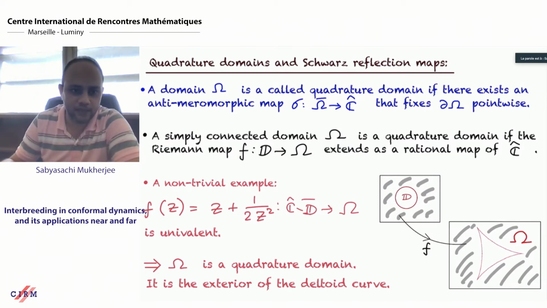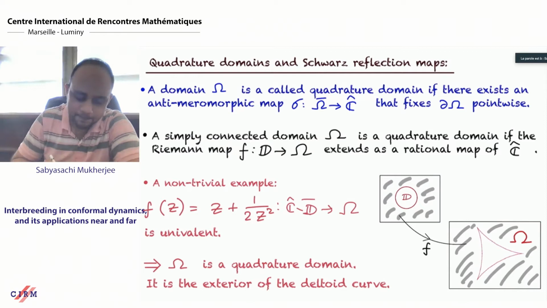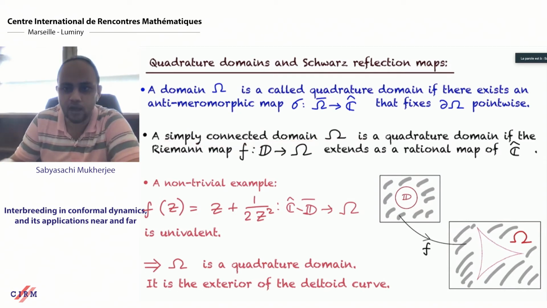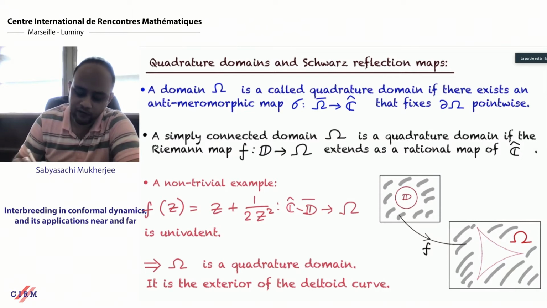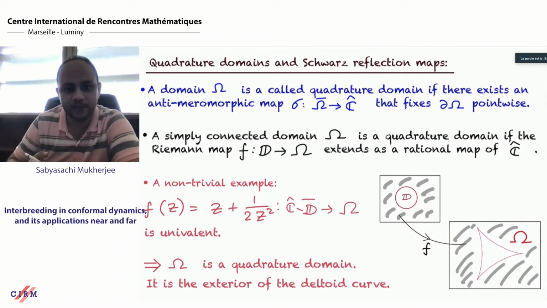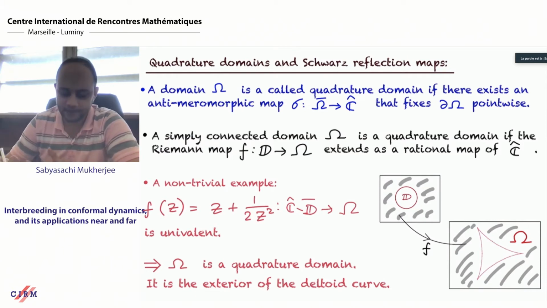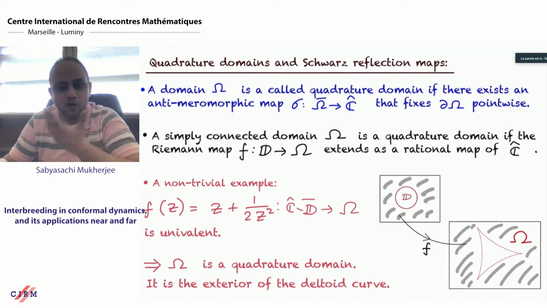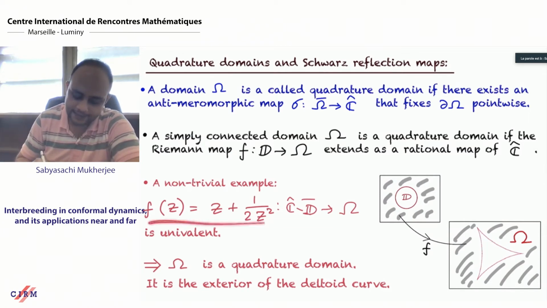Of particular importance, at least for today's talk, are simply connected quadrature domains. And it's not a hard thing to show that a simply connected domain in the Riemann sphere is a quadrature domain if and only if the Riemann uniformization map from the disk to the quadrature domain extends as a rational map of the whole Riemann sphere. So here is a trivial example of a simply connected quadrature domain: a round disk. It has this Mobius anti-reflection map. A non-trivial example is given by such a map.